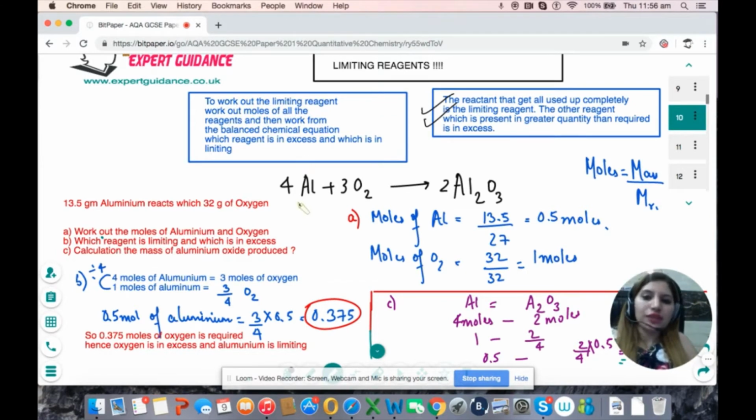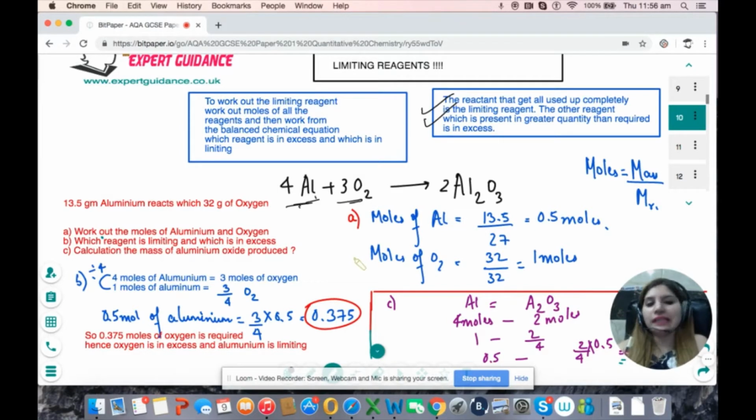A limiting reagent is the reactant that is present in the lesser quantity and that is completely used up in a reaction. Okay, so for example, say in a reaction, 4 moles of aluminium reacts with 3 moles of oxygen. And suppose I mix 4 moles of aluminium and 4 moles of oxygen. Now, according to the balanced chemical equation, for 4 moles of aluminium, I require 3 moles of oxygen. So if 4 moles of oxygen is given to me, it means that my oxygen is in excess.